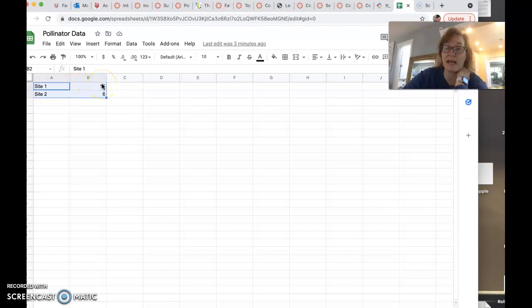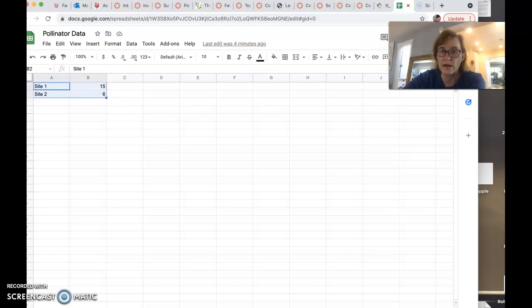And then I made up some data for you. I said there were 15 pollinator visits in 10 minutes. Remember that even if you've got some giant bumblebee and it comes back three times, count it as three times, not just once. Six for site two.